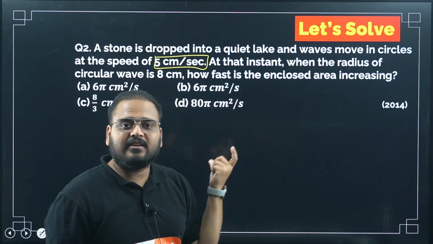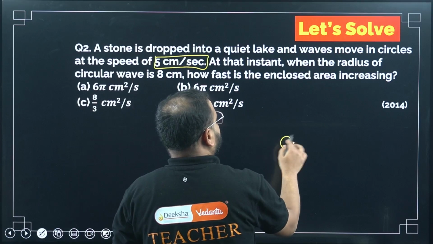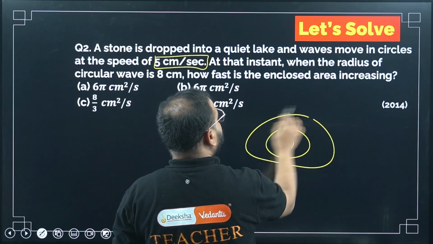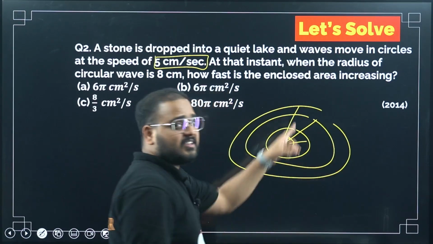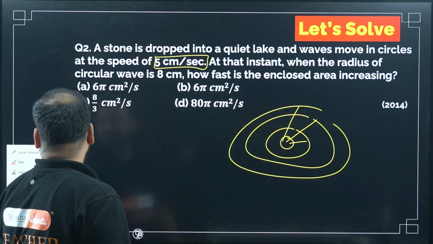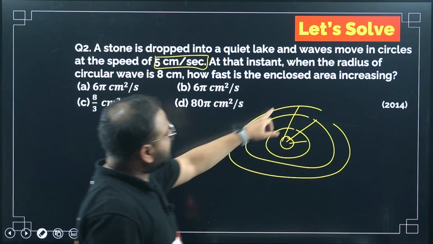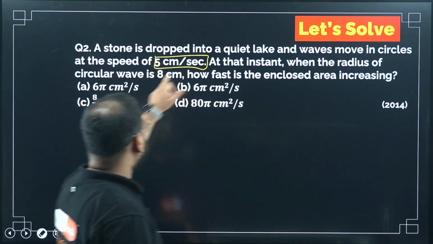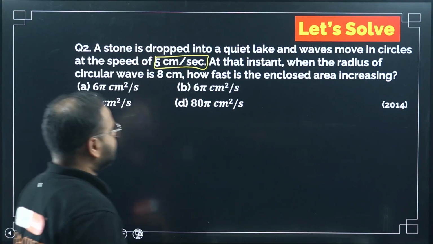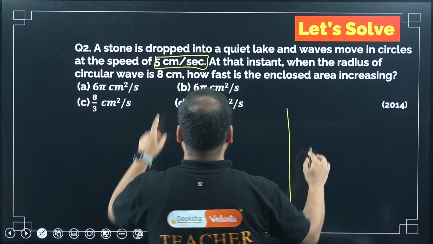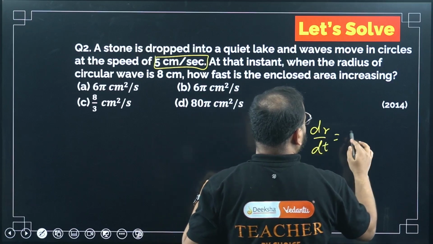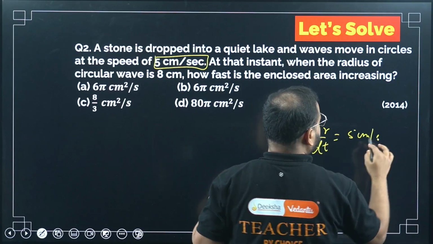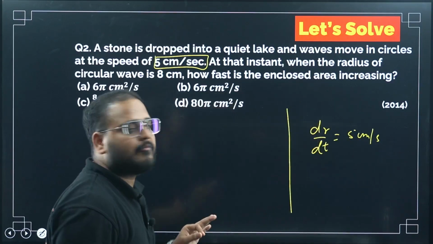Now think about it. What is changing if you see the waves? This is how the waves will look. So what's changing? The radius. The radius is changing with respect to what? Time. So I can write this 5 centimeters per second as dr by dt. What is the given data for this part? dr by dt is 5 centimeters per second. So one of the data is now clear for us.